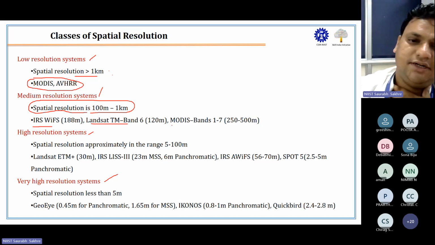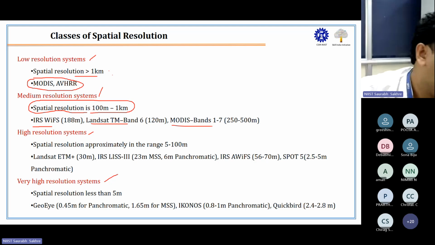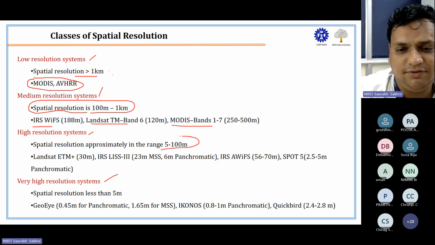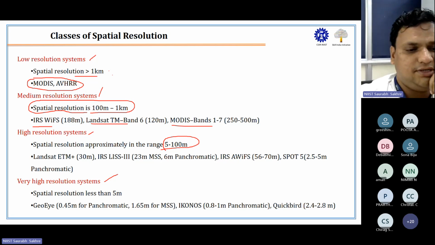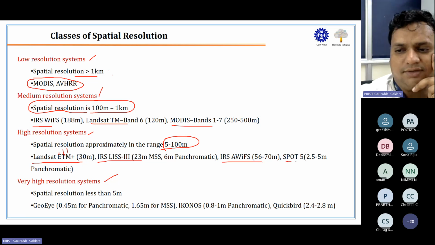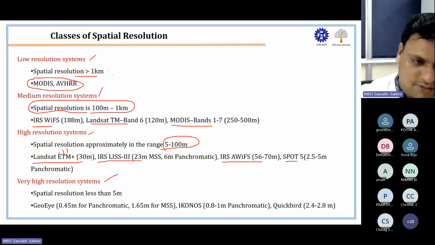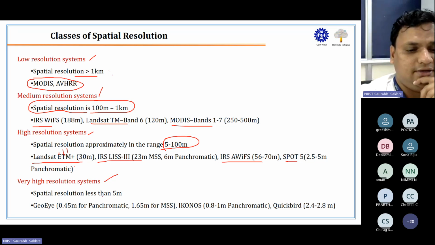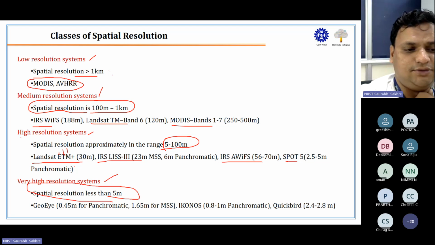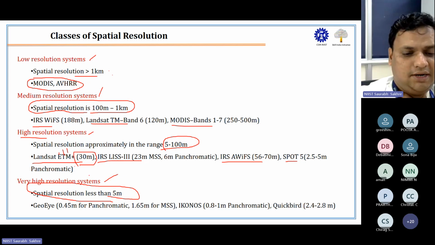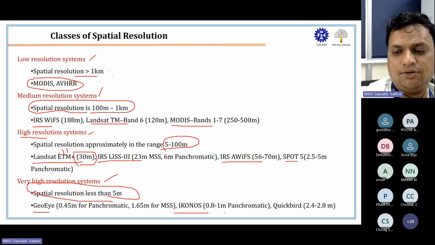TM is thematic mapper. Then MODIS bands 1 to 7, all this. Then high resolution means the range is between 5 to 100 meter. Examples are Landsat ETM, which is Enhanced Thematic Mapper Plus, IRS LISS-3, IRS AWiFS, SPOT, including panchromatic image. And very high resolution system is when the resolution is less than 5 meter. The examples for these are GeoEye, IKONOS and QuickBird.